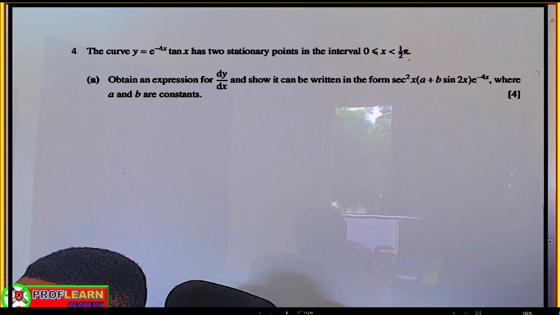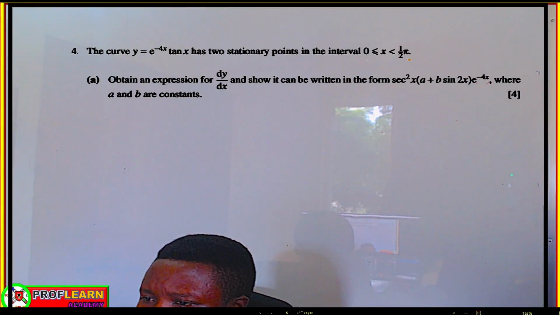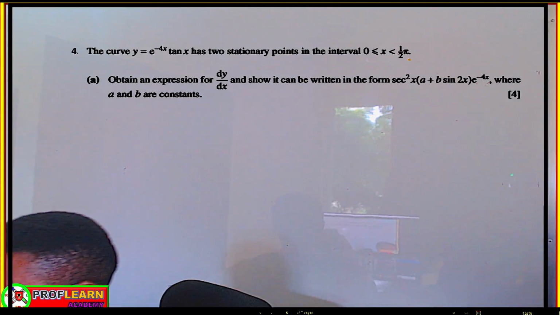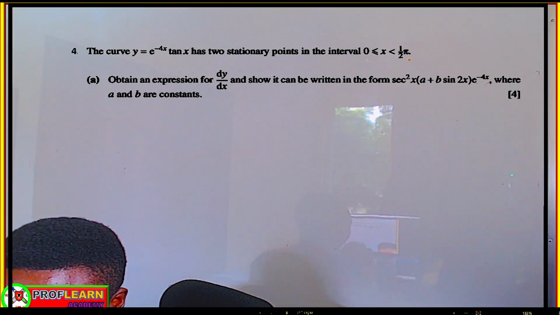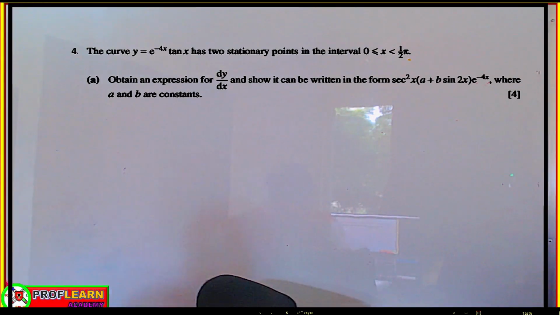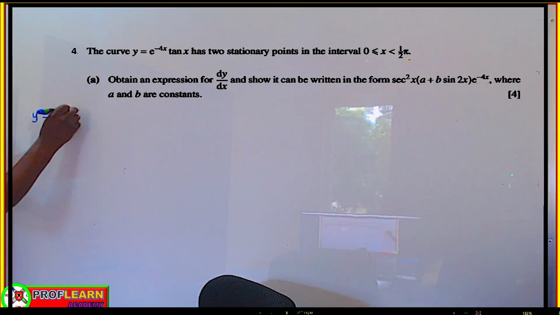When we look at the original equation given, we just notice that this is a product of two functions. So meaning we are going to use product rule in order to work it out. So let us go straight ahead and try to work out this question. And we shall begin by writing how the function was given. The function is given as y equals e to negative 4x, and then we have tan x.